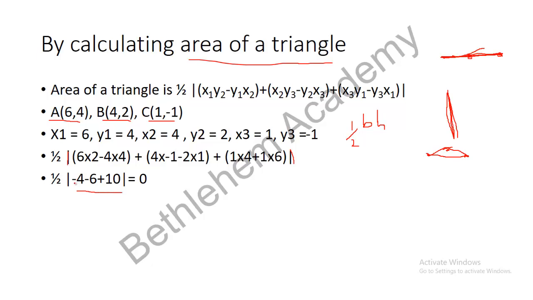So then -4 minus 6 is equal to -10, -10 plus 10 is equal to 0, modulus of 0 is also 0, and then 0 multiplied by half is equal to 0. That means the area of the triangle formed by these 3 points is equal to 0. That means they are lying on the same straight line. So these are the ways in which we can find out whether the given points are collinear or not.